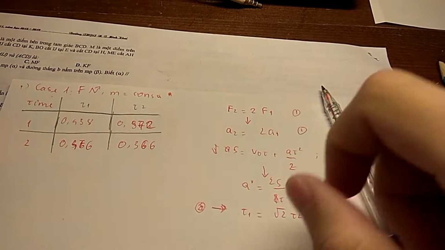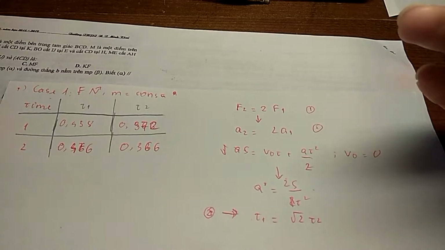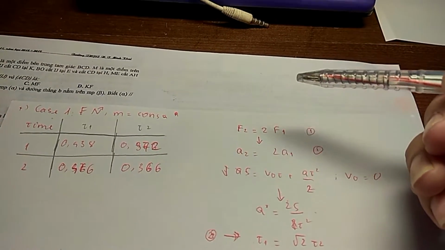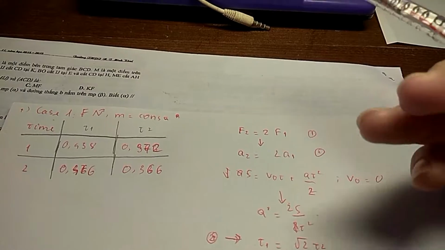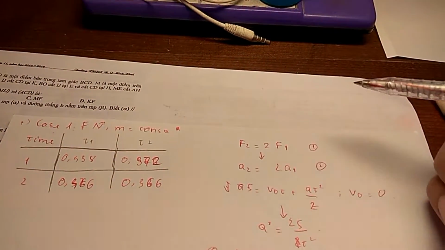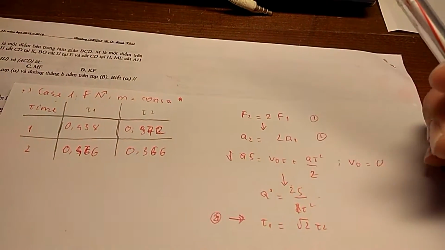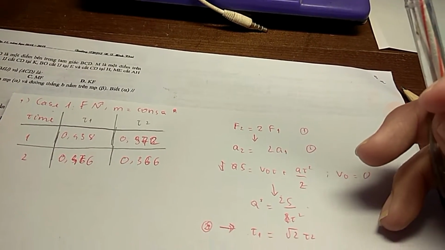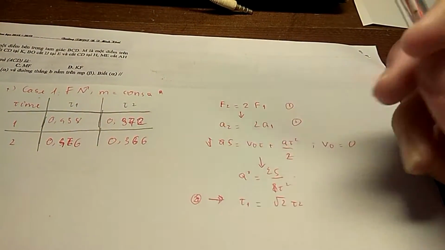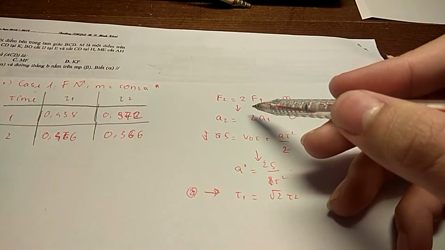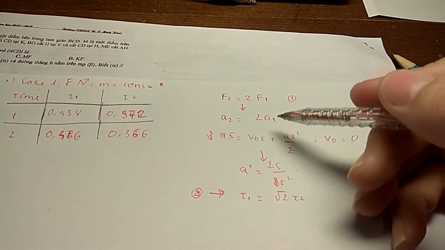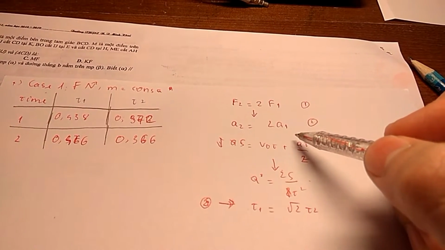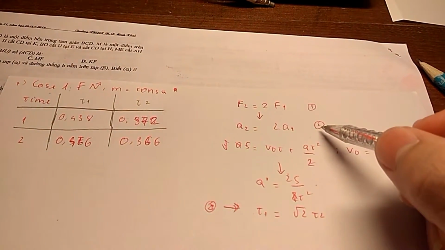Well, we have already conducted the experiment. So in the first case, m is constant and we change the net force. We need to verify that the acceleration is directly proportional to the net force acting on the system. If F2 is two times larger than F1, then a2 equals 2 times a1. We denote this as the second equation.